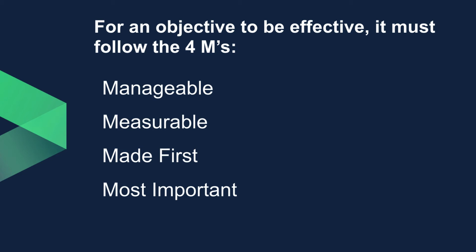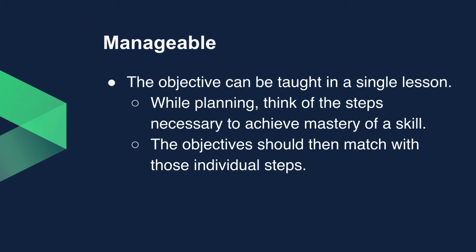So this strategy comes specifically from Teach Like a Champion, and it says that for an objective to be effective, it essentially has to follow the 4 M's, which are manageable, measurable, made first, and most important. I'm going to go through what each of those 4 things mean. So manageable. It means that the objective can be taught in a single lesson. Every single day, you should have an objective that ties back to the standard that you're teaching on. And that objective should be able to be taught in that one lesson.